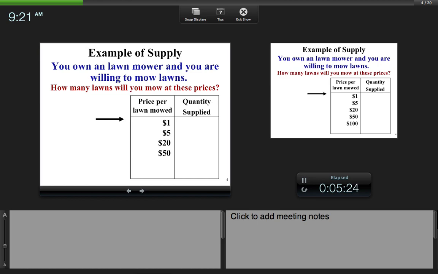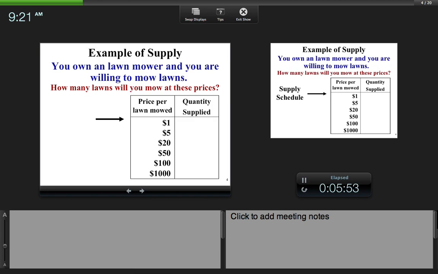This is the exact same example as the McDonald's example, right? You would be willing to supply your lawn mowing services. You would be able and willing to produce lawn mowing services for $50 a lawn. Heck, even if you didn't have a lawnmower, maybe you could go on Craigslist and get one for less than $50 and turn a profit on your first lawn. $100, $1,000.